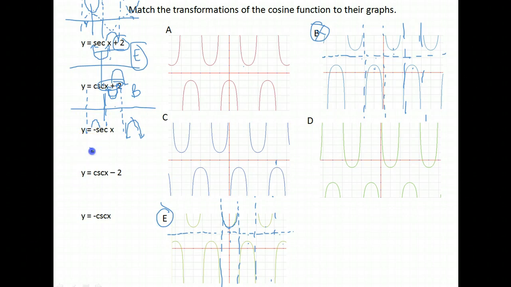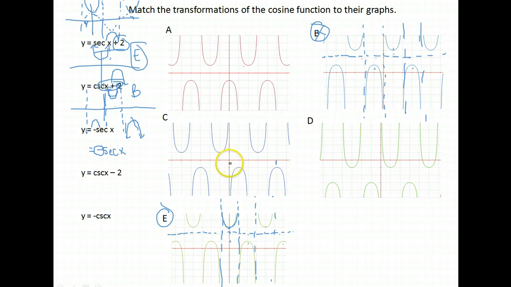My next one is that y equals negative secant x. So remember, secant mirrors cosine, is 1 over cosine. So it should be centered on the y-axis. But see this negative? That means it's going to flip it upside down. So that one that's centered on the y-axis, instead of going up, is going to be going down. So let's look for something like that.